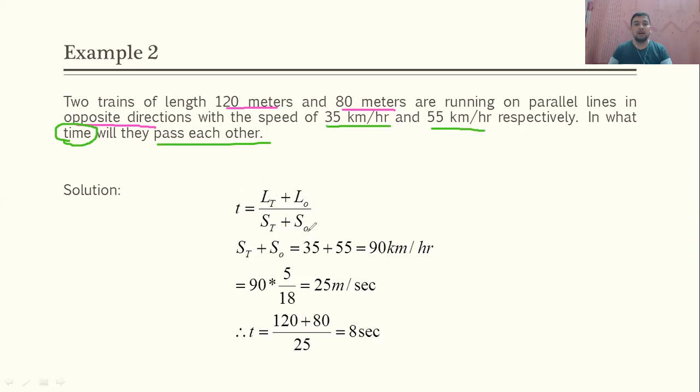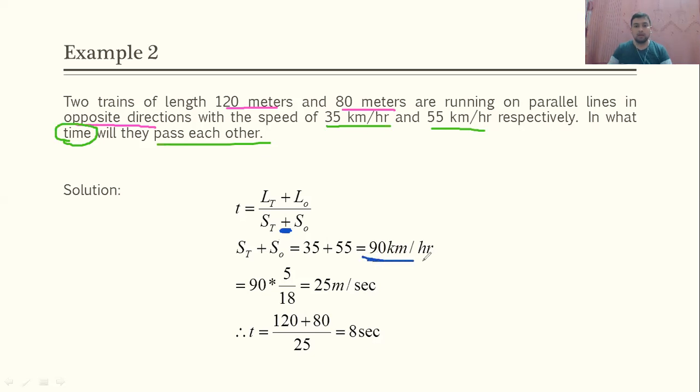They are moving in opposite direction. So if they are moving in opposite direction, obviously there will be summation in relative speed. So plus sign will be there. Okay. So what is ST plus SO? How will you calculate? ST is how much? 35 plus 55, it will be 90.